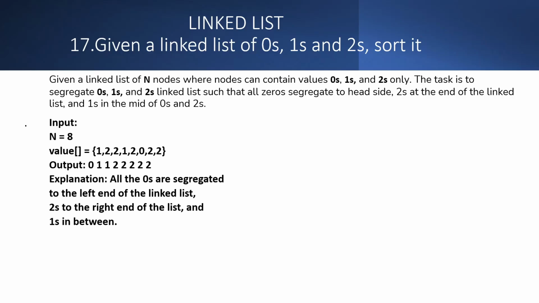Hello, welcome everyone to question number 17. Given a linked list of zeros, ones, and twos, sorted. From the topic linked list of Geek for Geeks, a Mosquito interview coding question. Have a quick look at the question. I will be discussing the approach.